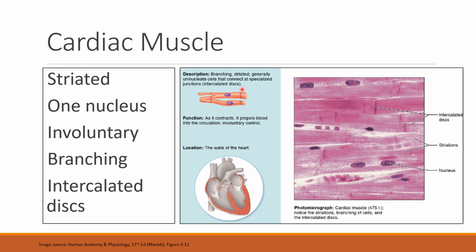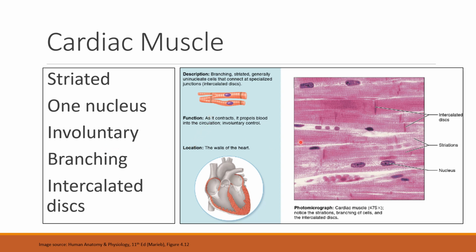This one cell has this little dark edge on either side of it, and those are little connectors between the cardiac muscle cells. They're called intercalated discs. Okay, and that helps spread the action potential that causes that cardiac muscle to contract.